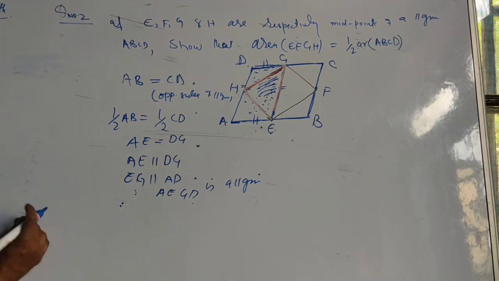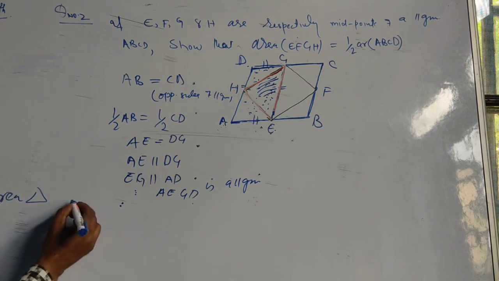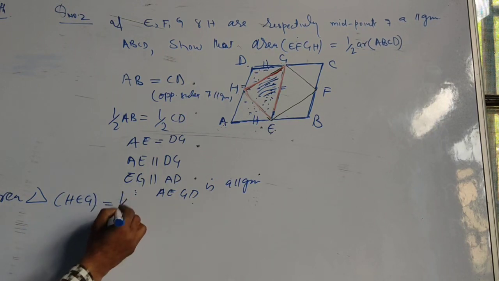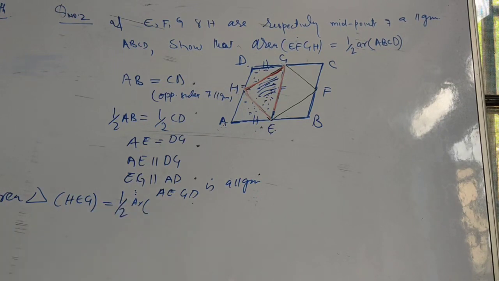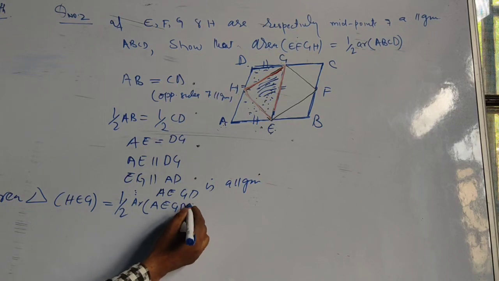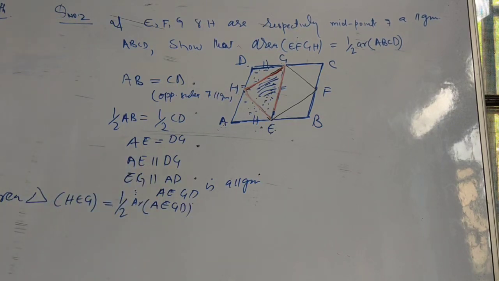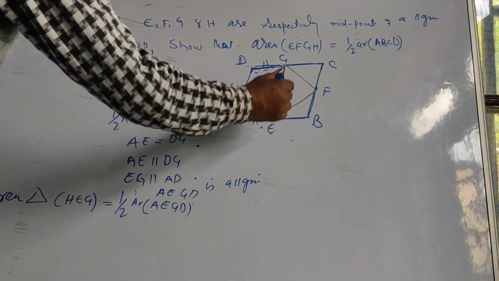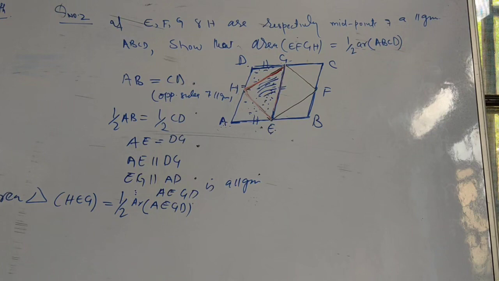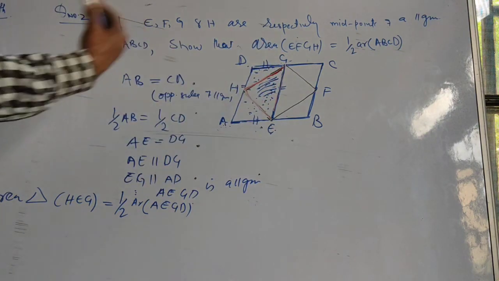So what will we write? Area of triangle HEG is equal to 1/2 area of parallelogram AEGD, because these lie on same base EG, and between the same parallels AE and DG.